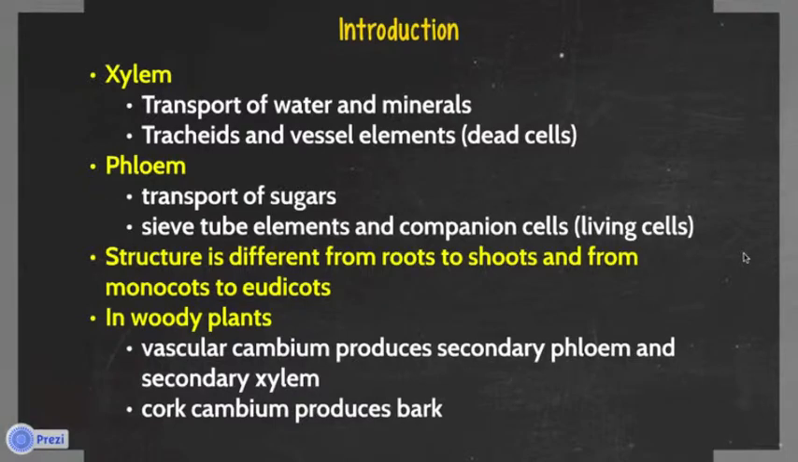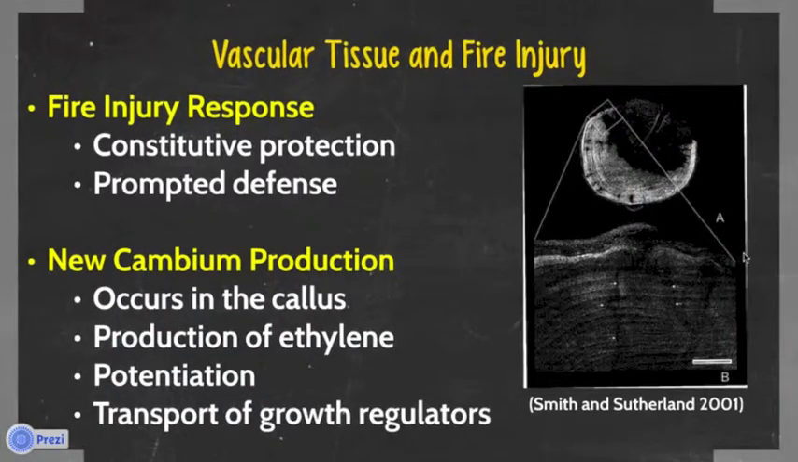Vascular tissue has many unique characteristics, including its ability to withstand and repair damage to the plant. Fire is a way that vascular plants, especially trees, can be damaged in both above and below ground structures. To analyze the damage caused by fire and the response of the tree, the tree must survive the contact with fire. There are two steps to surviving fire contact: the use of constitutive protection to help avoid injuries, such as bark, and prompted defense, such as callus formation.